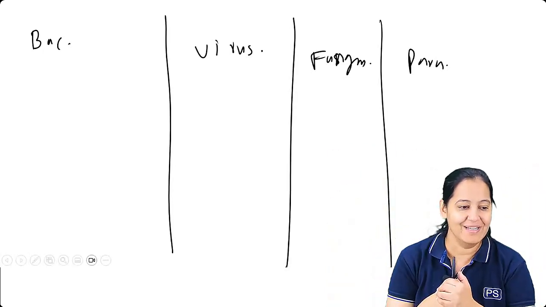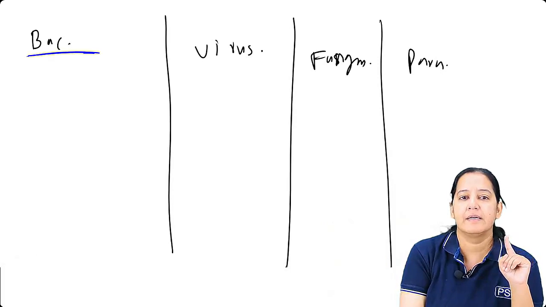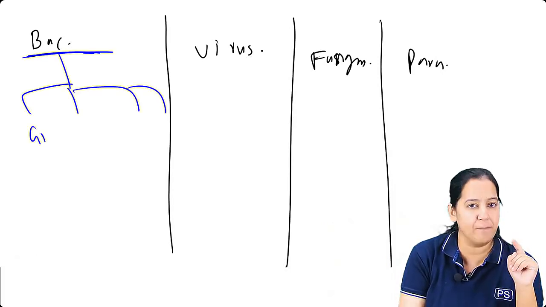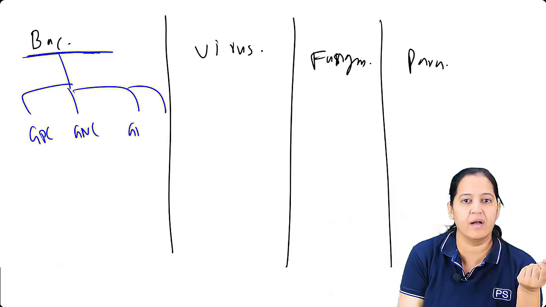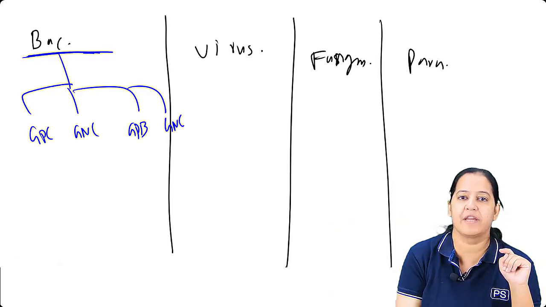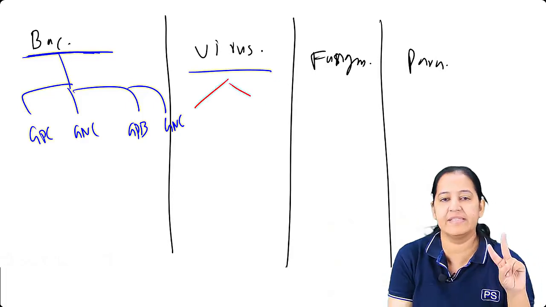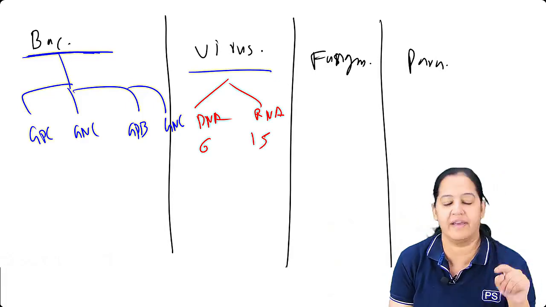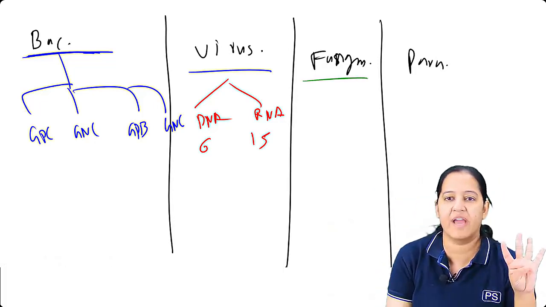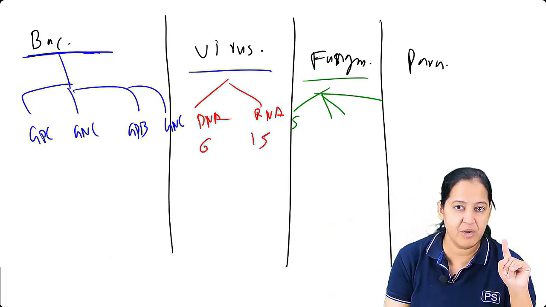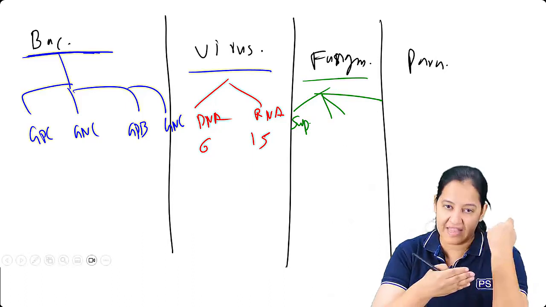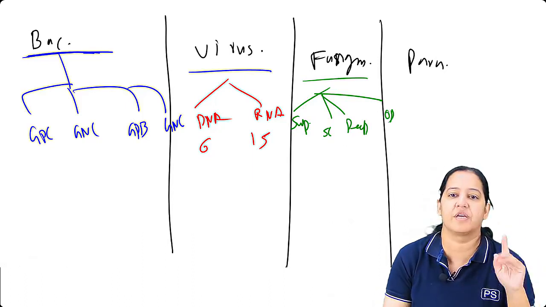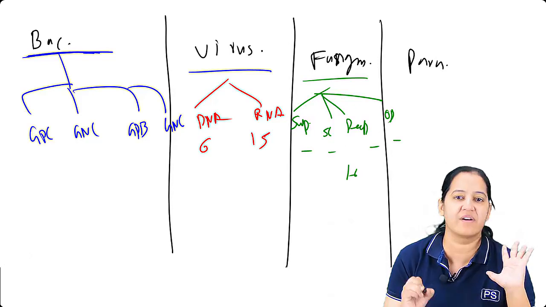Got my point? Listen, bacteria are divided into four categories based on gram staining: gram positive cocci, gram negative cocci, gram positive bacilli, gram negative bacilli. Viruses are divided into two categories, DNA viruses and RNA viruses. We saw yesterday the 6 DNA and the 15 RNA. Fungi are again divided into four categories based on the disease: superficial mycosis, subcutaneous mycosis, deep mycosis, and finally opportunistic. So 4, 4, 4, 4, total 16 fungus I just taught you.